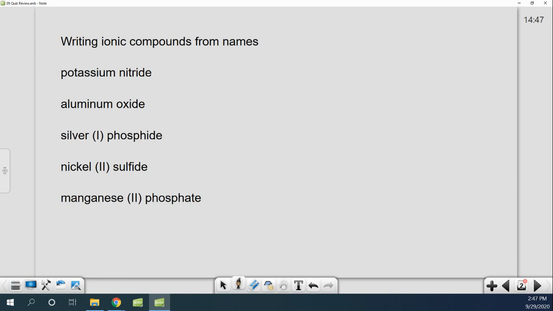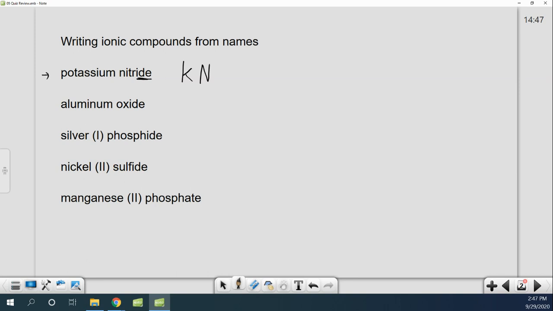What if I have to write them from their names? So let's start at the top here. Potassium nitride. So potassium is a K, if I look that up. Nitride ends in IDE, which means it's an element. Nitri means, well, nitrogen. So there we go. KN, right? All done? Not quite. You have to check the charges to make sure you have the right number of each.